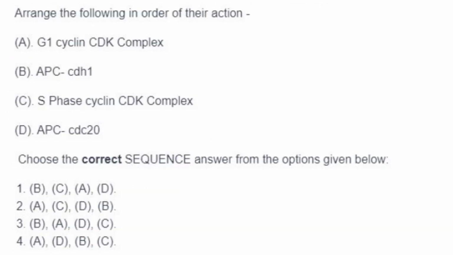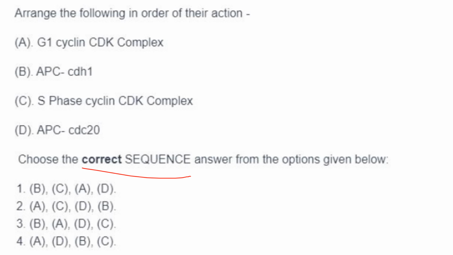Then next one. Arrange the following in order of their action. G1 cyclin CDK complex. So G1 cyclin is active during the G1 phase, and it promotes progression through G1 and prepares the cell for entry into S phase. So that will be the first one. A will be first. They have asked for the correct sequence. So A coming first is there in 2 and 4. So A. Then comes C, S phase cyclin CDK complex.